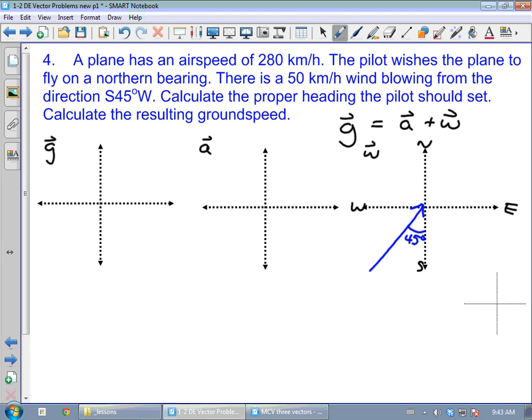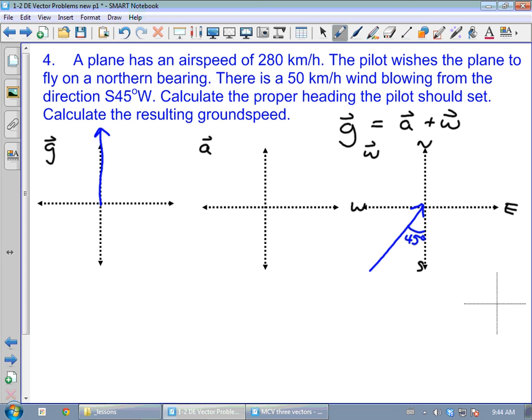Well, we know that the pilot wishes the plane to fly on a northern bearing. That's talking about the resultant vector. At the end of the day, we want this plane to fly due north. So there, we're talking about ground speed, or a resultant vector. So we want this to go due north, like that. We don't know how big it's going to be. That's what we have to calculate. The magnitude of that vector is the second thing.